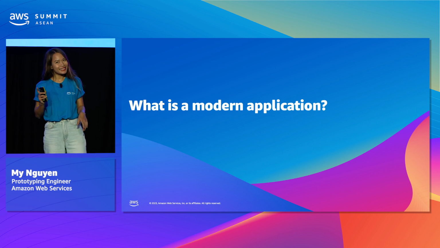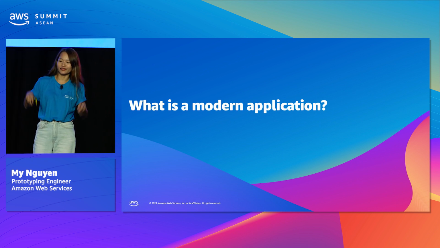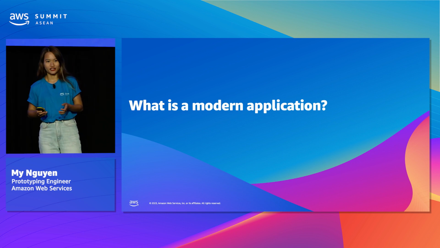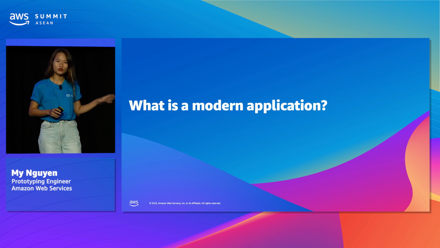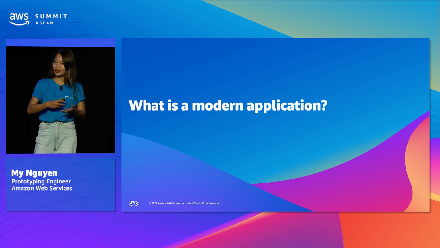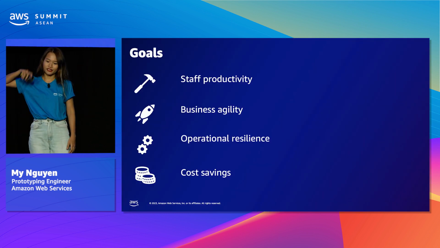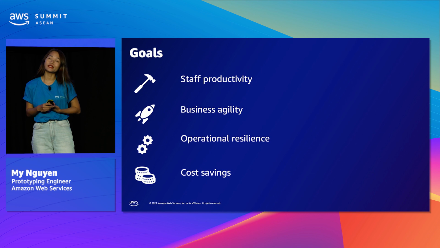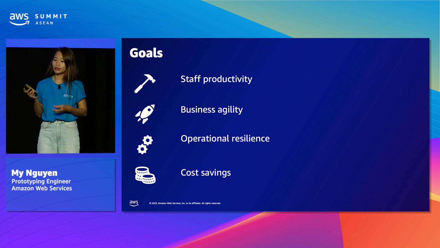So first, what is a modern application anyway? Or rather, why do we even need terms such as modern applications? At AWS, we define modern applications not as particular technologies or architectures, but rather as a list of goals or constraints that an application should meet in order to help the business thrive in modern circumstances. These are the goals that you see on the screen that we find are the most important for business to thrive. That includes increasing staff productivity, business agility, operational resilience, as well as saving costs.